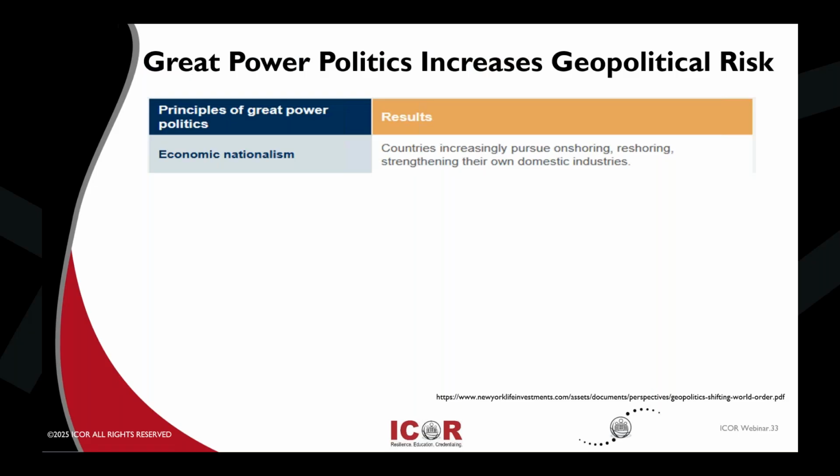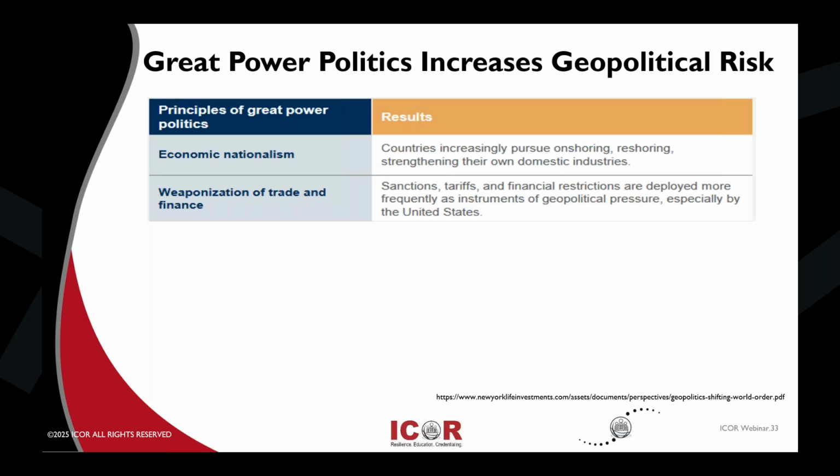So this is a chart that I thought was really helpful. They identified what they have as the principles of great power politics. So economic nationalism, where countries are increasingly pursuing onshoring, reshoring, and strengthening their own domestic industries. And then moving to the weaponization of trade and finance, where we've seen sanctions and tariffs and financial restrictions being deployed more frequently as ways to implement geopolitical pressure. And this, of course, even New York Life is saying is especially being done by the United States.